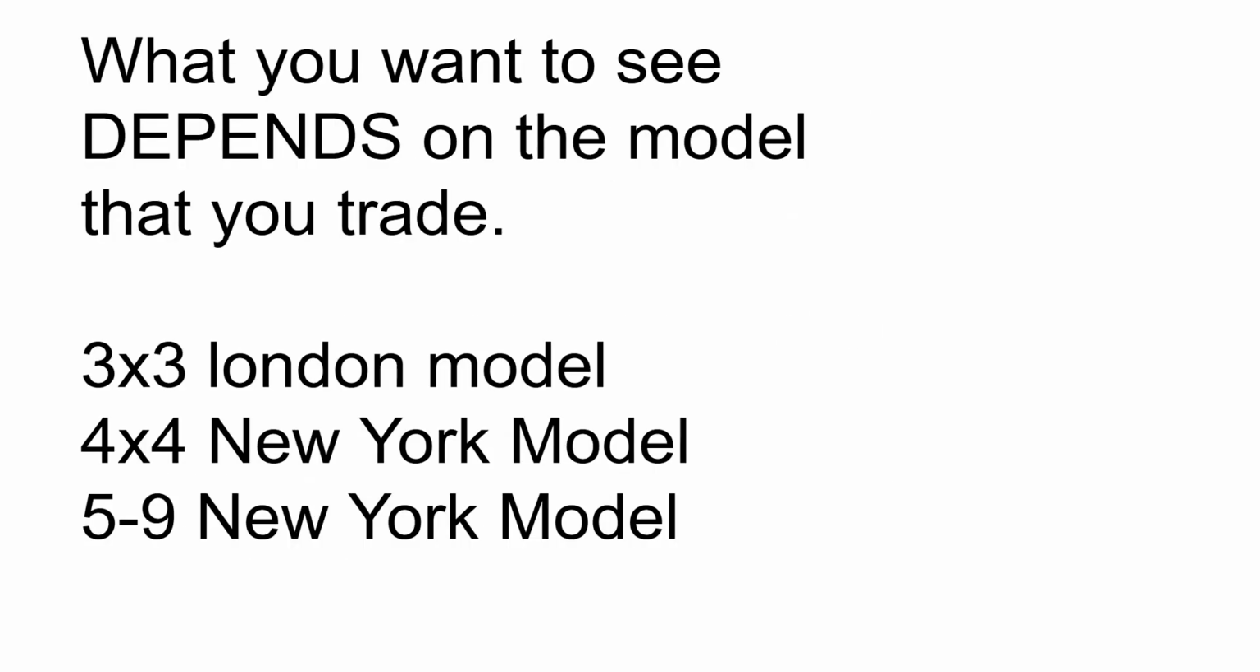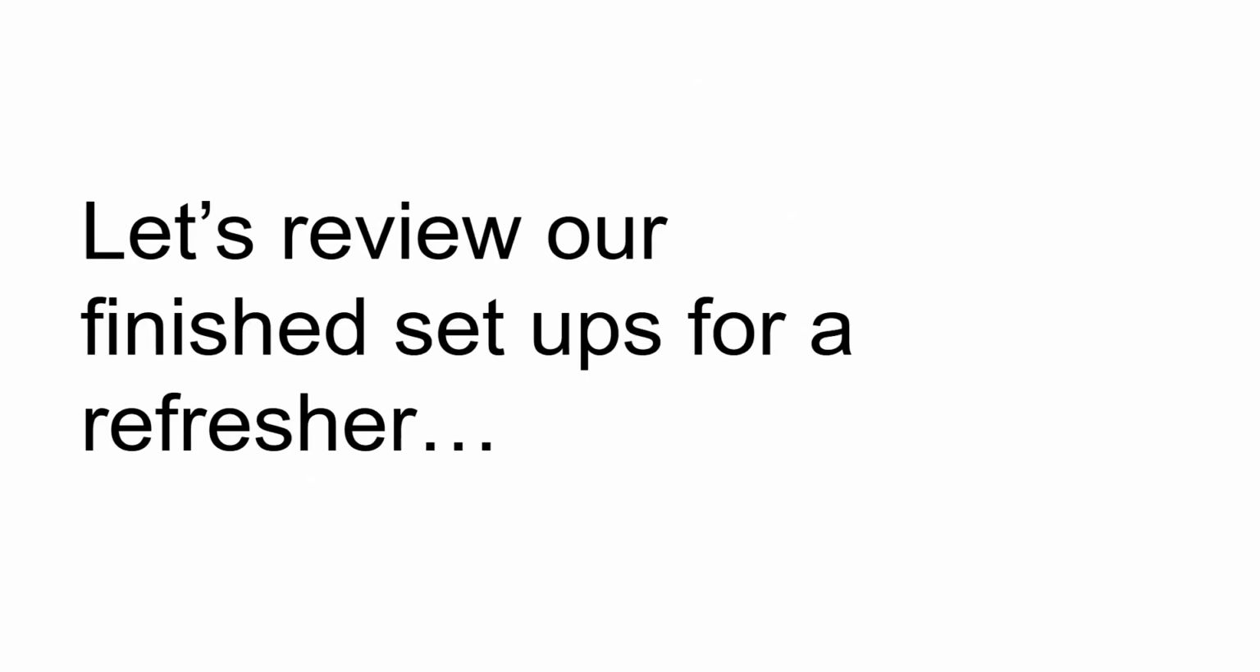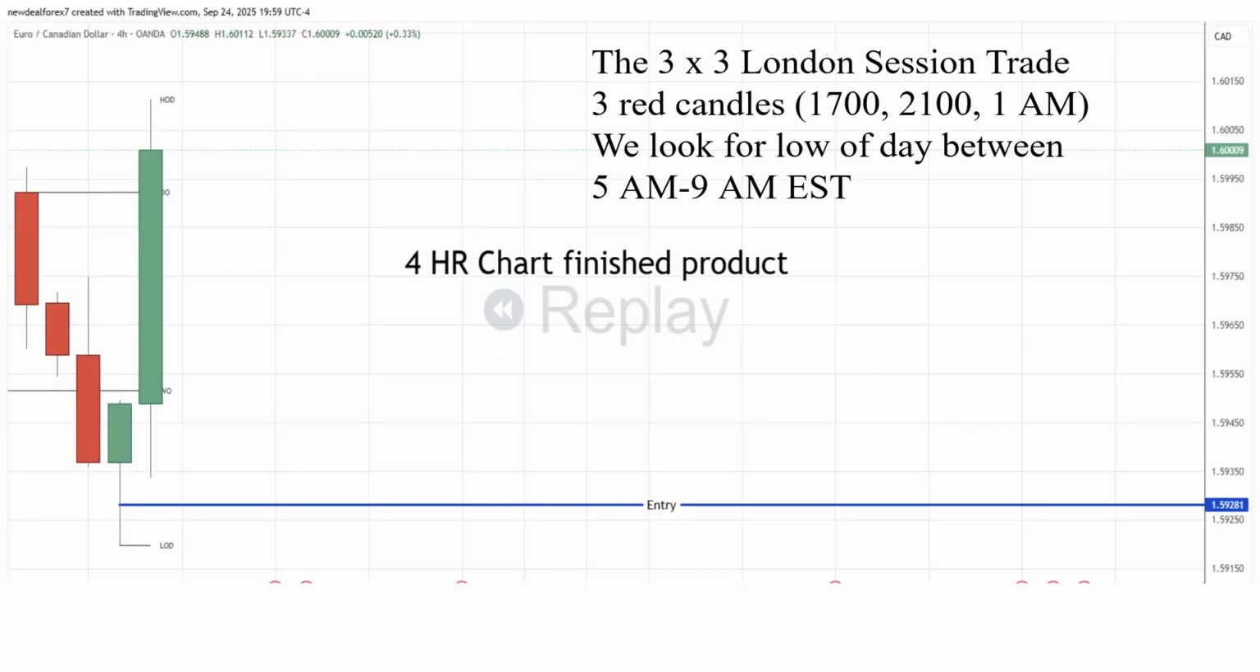Now, what you want to see when you come to the chart depends on the model that you trade. All of the models here will be in the links in the description. We're going to go over 3 separate models: the 3x3 London model, the 4x4 New York model, and the 5x9 New York model. Okay, so those will be the 3 models that we'll explore.